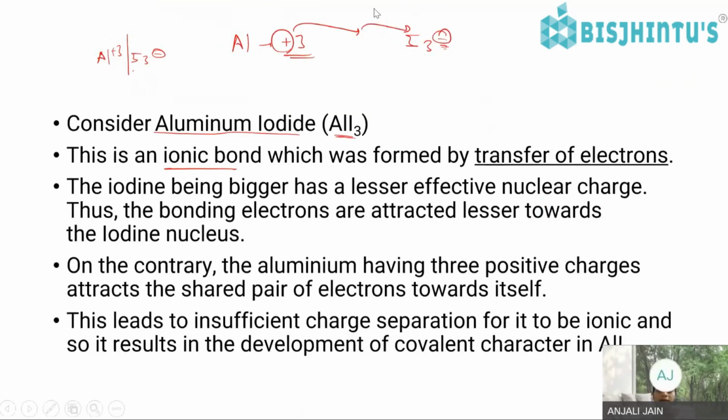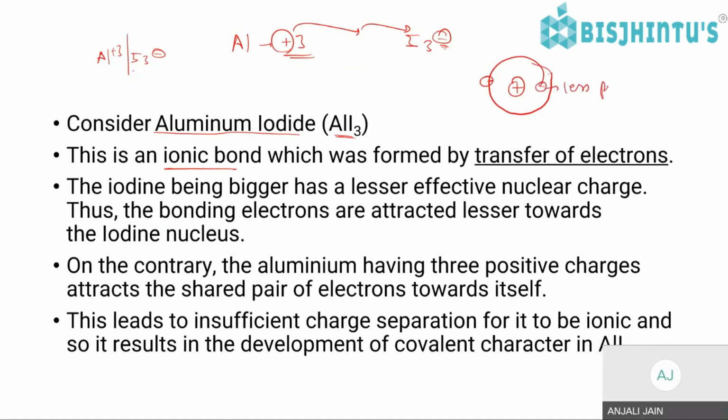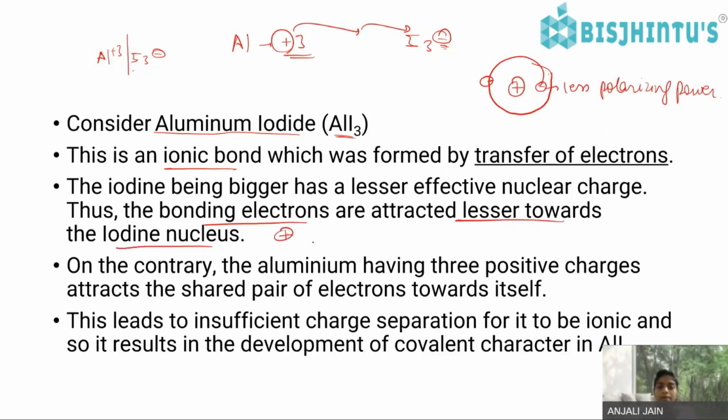The iodine being bigger has a lesser effective nuclear charge, thus the bonding electrons are attracted lesser towards the iodine nucleus. Okay. Similar thing was there, the polarizing power concept is the same because iodine has a very big size. If we talk about the iodine atom, Z effective, the positive charge in the center, will have less polarizing power for the negative charge. And thus bonding electrons are attracted lesser towards the iodine nucleus, because the nucleus has a less shielding effect, and thus the Z effective decreases.